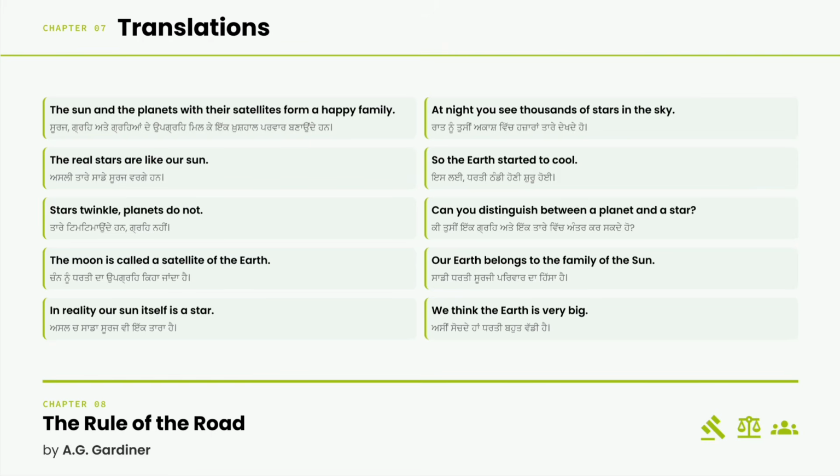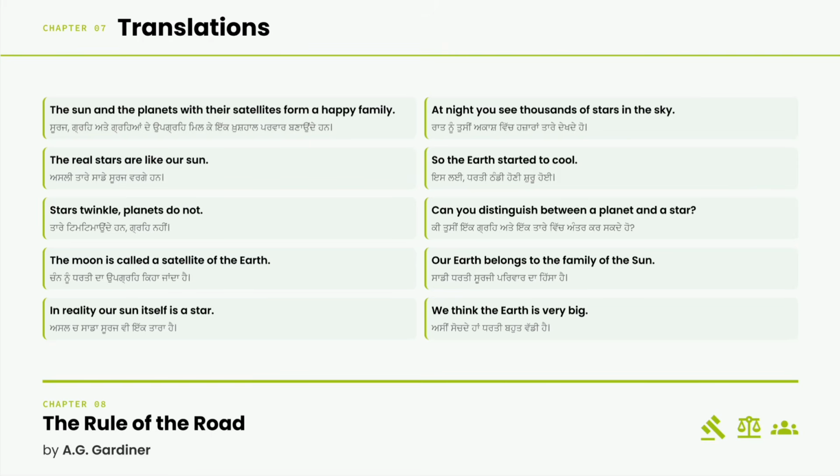And now, let's move to our final chapter. Sentence 6. Can you distinguish between a planet and a star? Translation. Sentence 7. The moon is called a satellite of the earth. Translation.